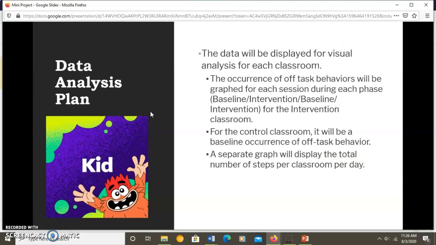So our data analysis plan. The data will be displayed for visual analysis for each classroom. The occurrence of off-task behaviors will be graphed for each session during each phase. Baseline, intervention, baseline, intervention for the intervention classroom. For the control classroom, it will be a baseline occurrence of the off-task behavior. A separate graph will be used to display the total number of steps per classroom per day.